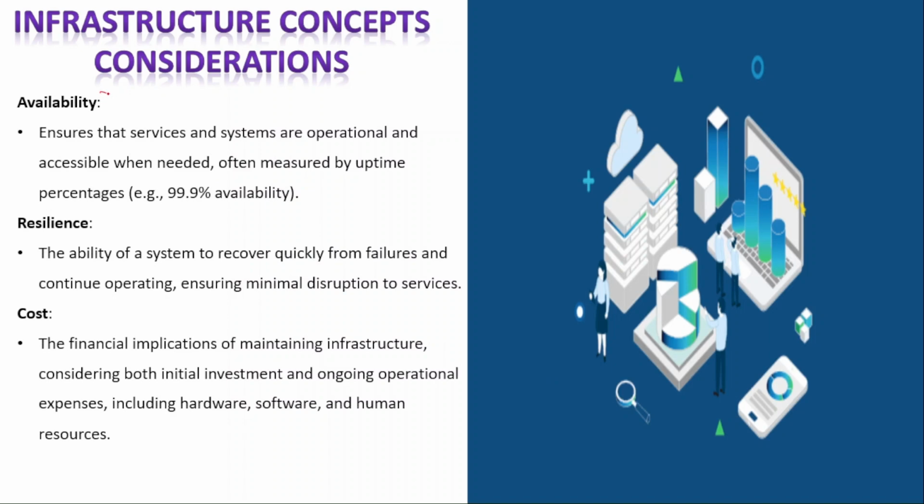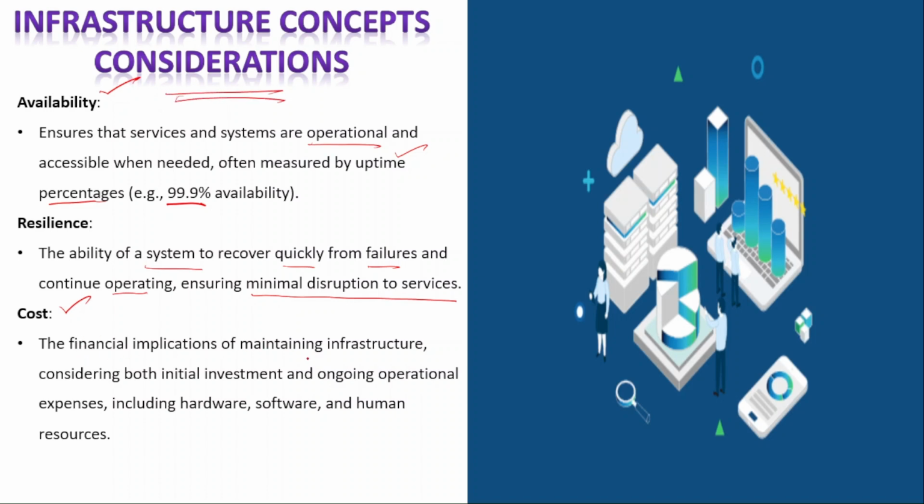Another related term is availability, which ensures that services and systems are operational and accessible when needed, often measured by uptime percentages, for example 99.9% availability. Resilience is the ability of a system to recover quickly from failures and continue operating, ensuring minimal disruption to services. Cost. So we are talking about some considerations of the infrastructure.